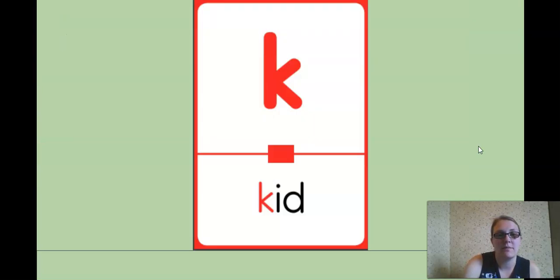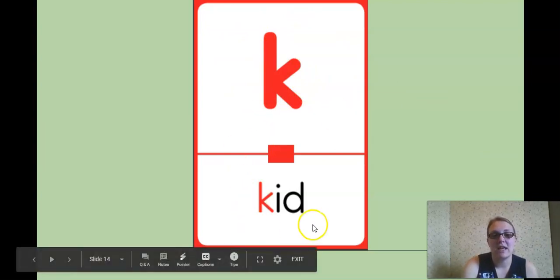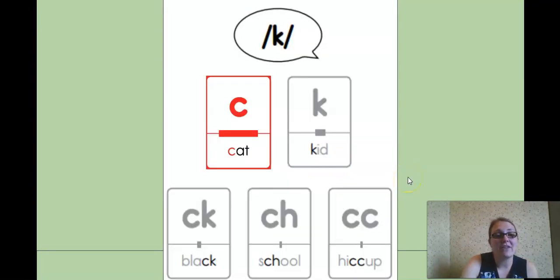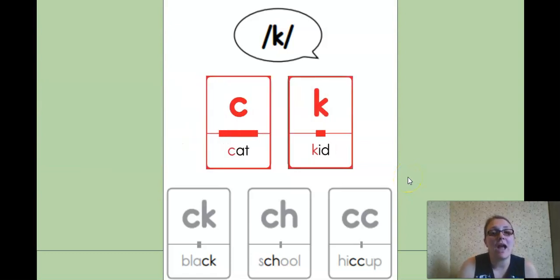Okay, our first new letter sound for today: we have consonants today. What letter do you see here in red? Very good. Letter K, as in kid. Now, if we look at our power bar, it's pretty small, so it tells us there's a lot of other ways to make this sound. We already have C from cat, which is our most common spelling. Now we're adding letter K, as in kid, which is the next most common spelling for K.